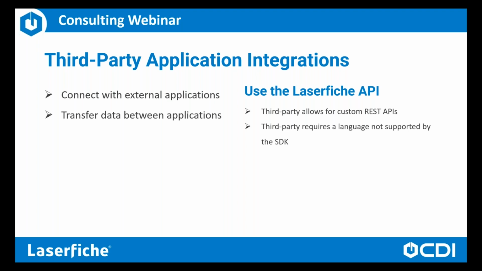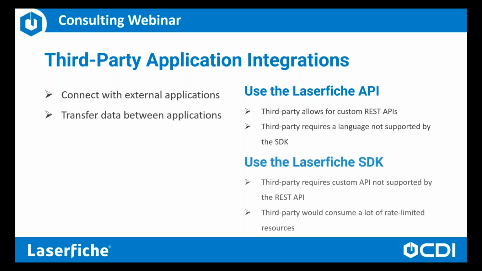Or if the third-party application requires a language that's not supported by the Laserfiche SDK, such as .NET Core, or say a JavaScript or a TypeScript application. Otherwise, I would recommend using the Laserfiche SDK. So if your third party requires a custom API that's not supported by the Laserfiche REST API, you could write your own custom API that invokes the Laserfiche SDK to then retrieve or push information to the repository.